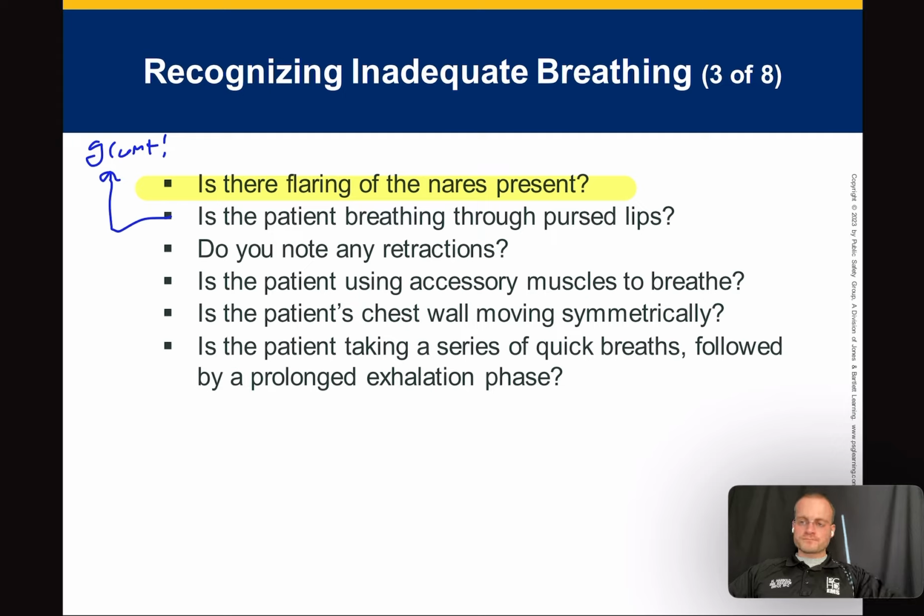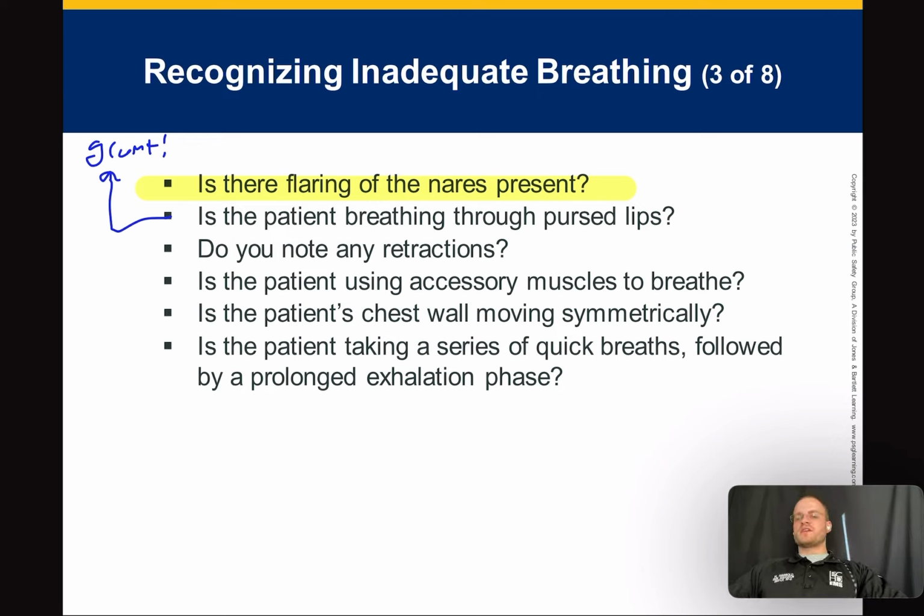Okay. Is the patient, again, moving symmetrically? Did they choke on something? Do they have a hemothorax, a pneumothorax, right? Did they blow a lung? Is there a big old chunk of grape stuck in their lung and it's shutting off the right mainstem bronchus, right? These are all things we have to look for.